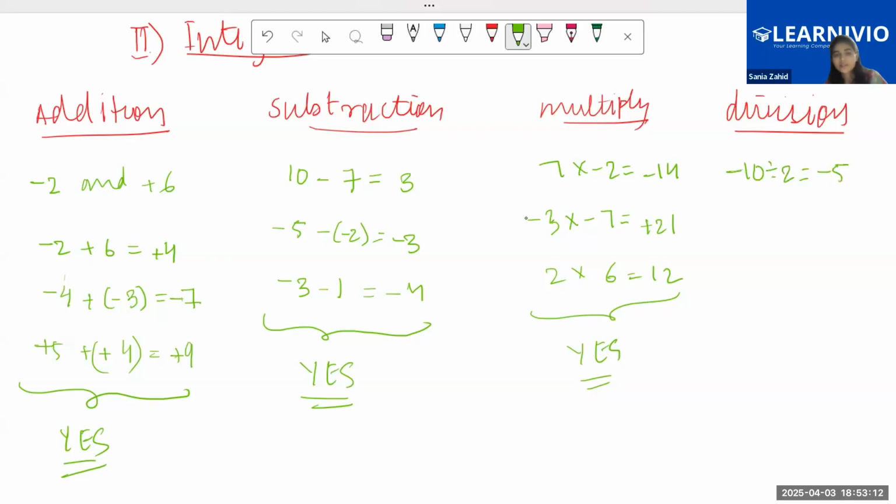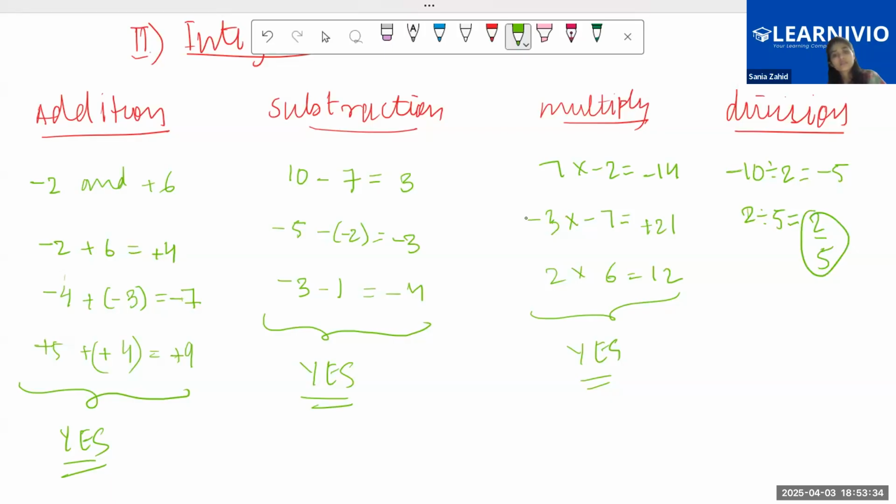That's correct. But does it follow every time? This is one example. Can I have examples like the previous example I took? 2 divided by 5 only. So what do I have? 2 by 5. 2 by 5 is not an integer. It is what kind of number?